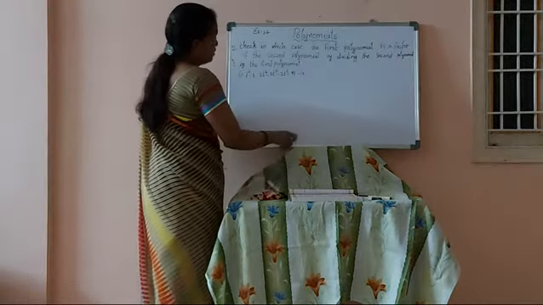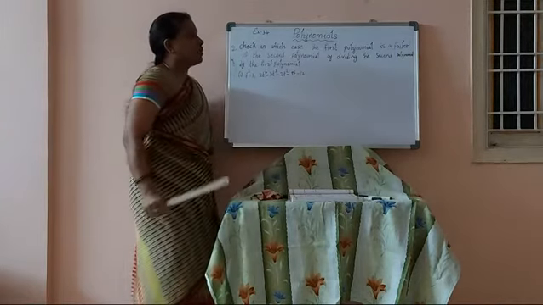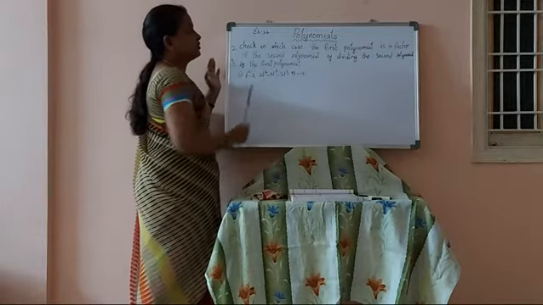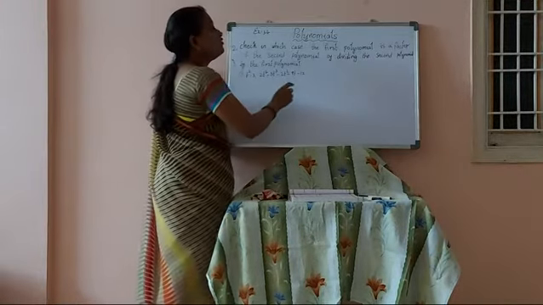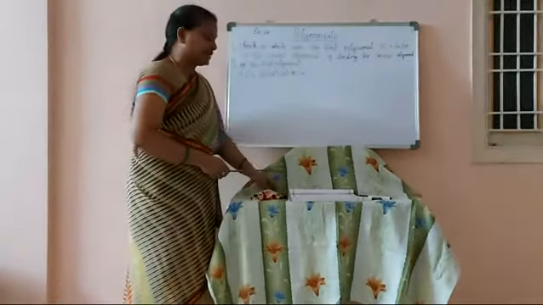Check in which case the first polynomial is a factor of the second polynomial by dividing the second polynomial by the first polynomial. Check in which case the first polynomial is a factor. How can you say that it is a factor?